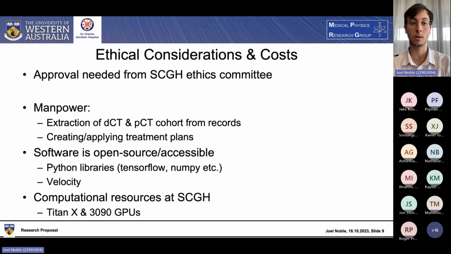Now, ethical considerations and costs. To acquire this retrospective cohort of data, approval will be needed from the Sir Charles Gairdner Ethics Committee. And in terms of manpower, again related to acquiring the data, there will be the extraction of diagnostic CTs and planning CTs from this cohort from the patient records, as well as creating or applying the treatment plans from the synthetic CTs in order to compare them with the planning CTs. Thankfully, the software is either open source or accessible, as I've somewhat alluded to, and there are ample computational resources at Sir Charles Gairdner.